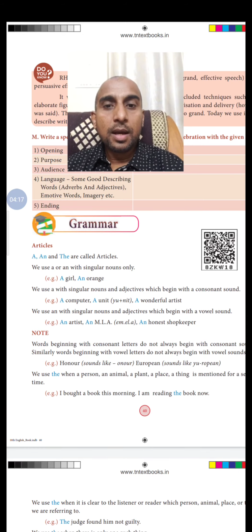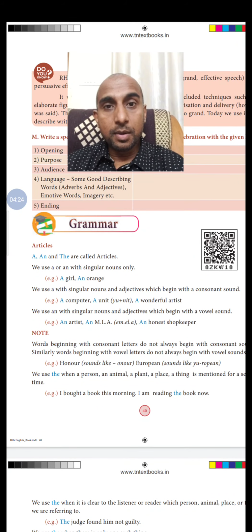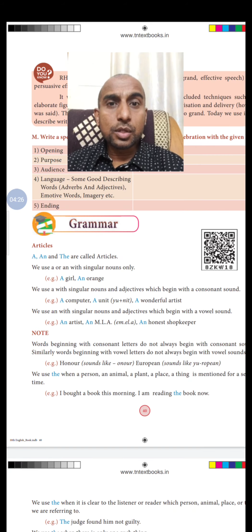So you can see an artist, ah, that's the first sound. So an. MLA, though the letter is M, it is a consonant letter, but the sound is a vowel sound, em, MLA.